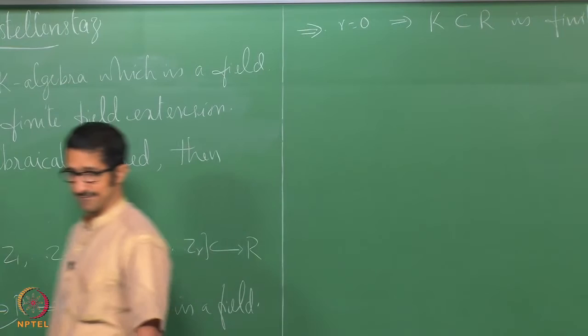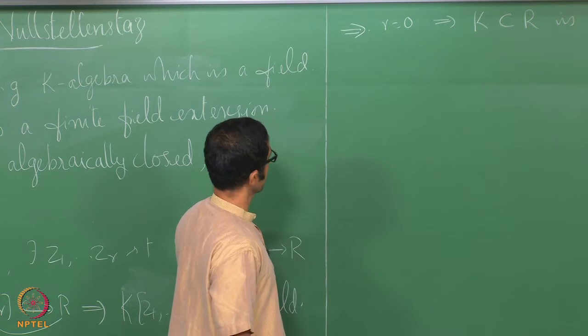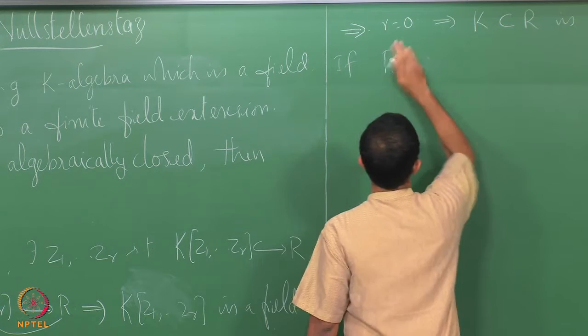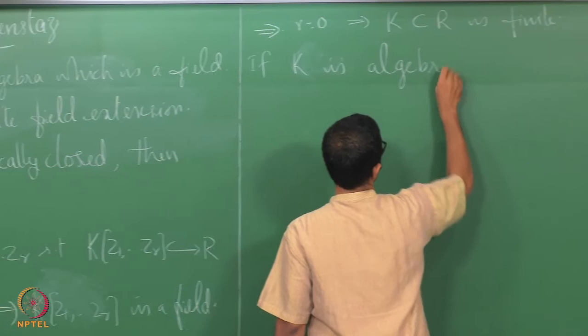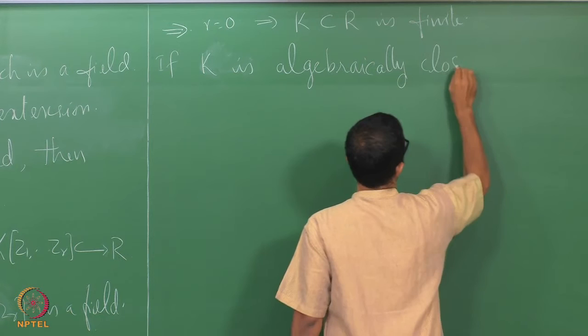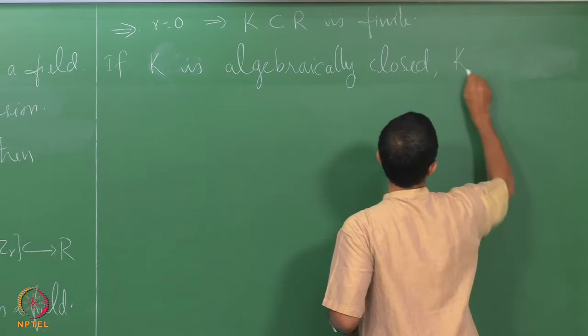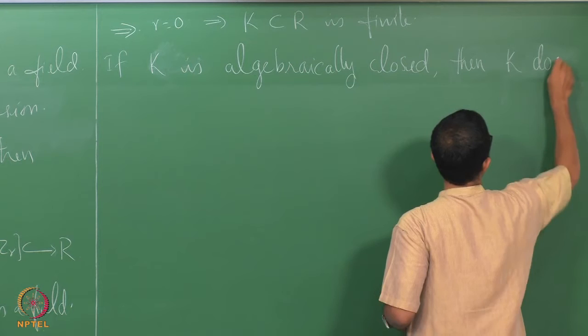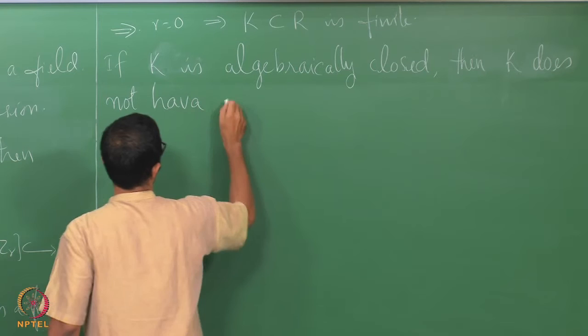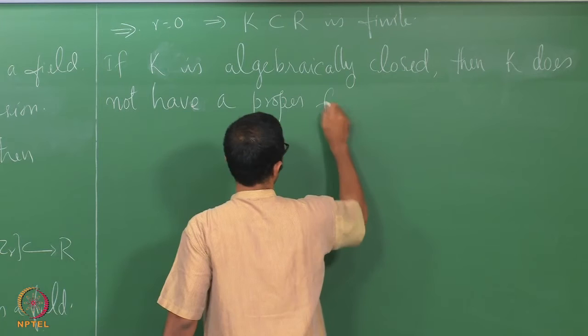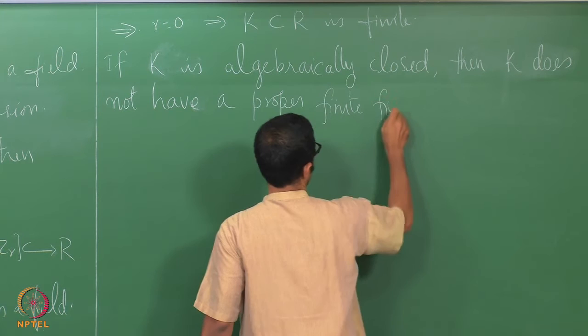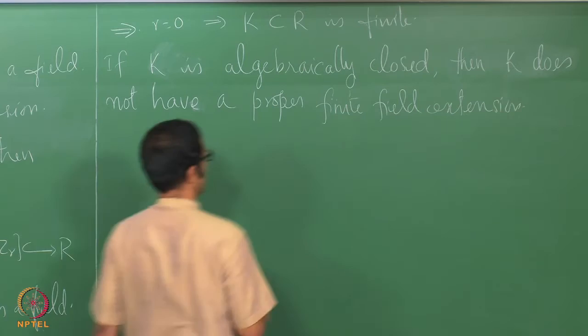Okay. Now, if K is algebraically closed, then K does not have a proper finite extension. And that implies that K is equal to R. It can have infinite extension.